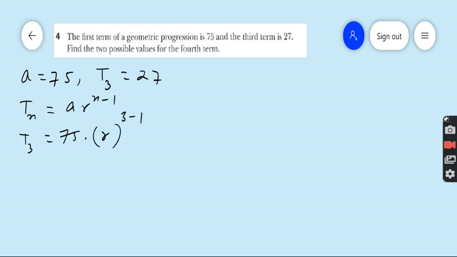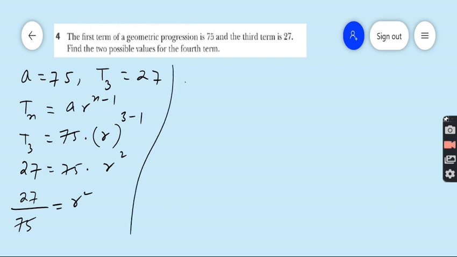T3: A is 75, R is unknown, to the power 3 minus 1. The value of T3 is given, that is 27, is equal to 75 dot R to the power 3 minus 1, which is 2. So 27 upon 75 is equal to R square, or R is equal to plus minus the square root of 27 upon 75. This is very important. Okay, now R has two values.